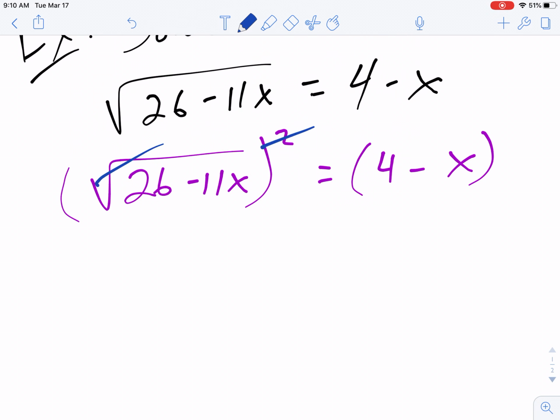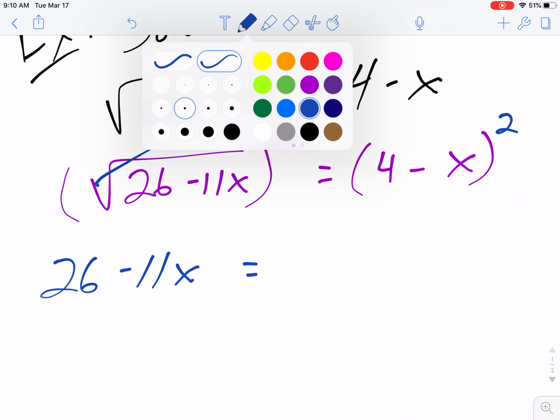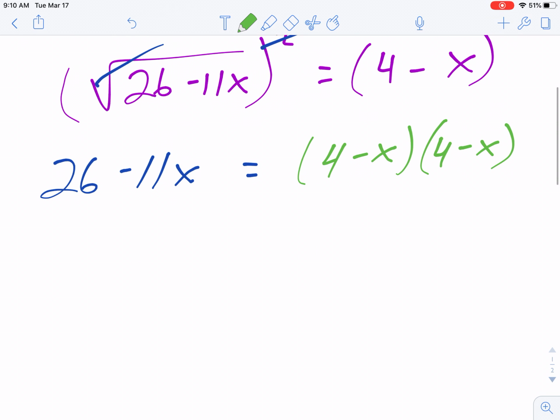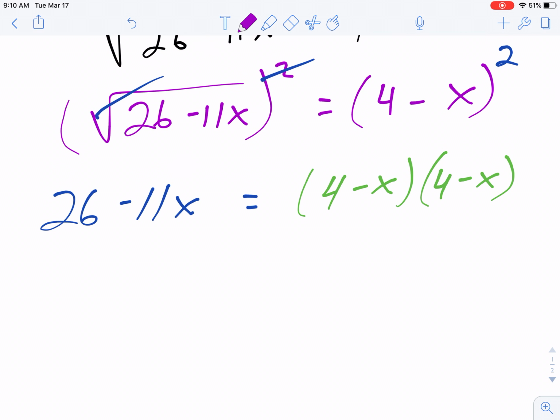Well, that's nice. Those cancel off. Get 26 minus 11x over there. But when you square the right-hand side as well, that becomes a lot more work. But again, it's just something we fall back to from the first night of class. So when you square the right-hand side, you're going to write this binomial twice.